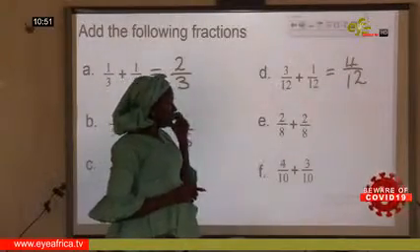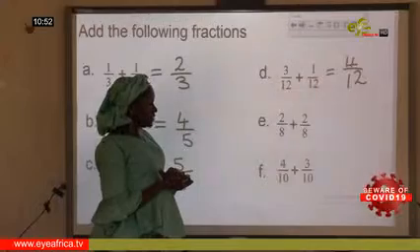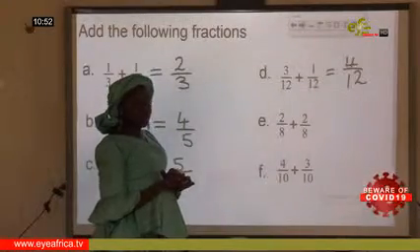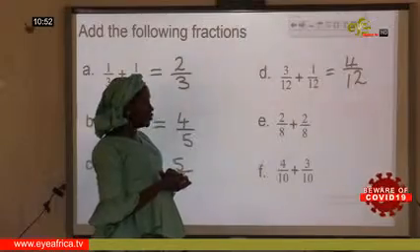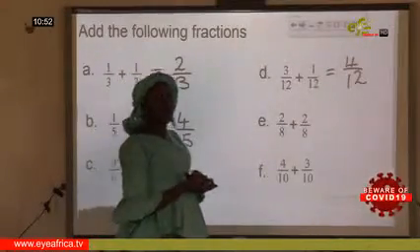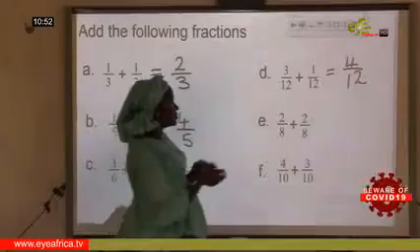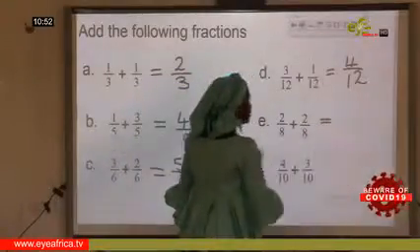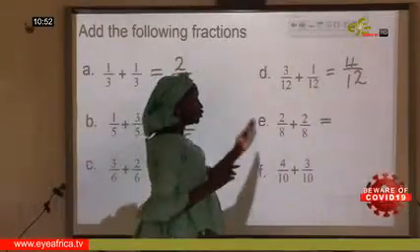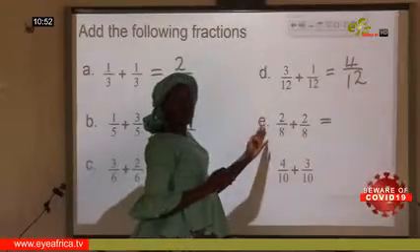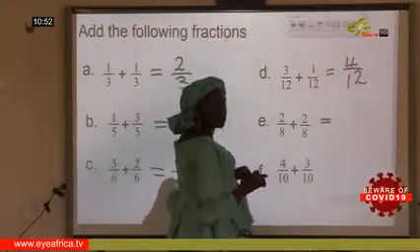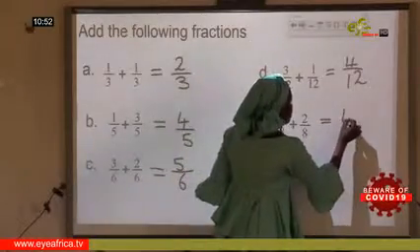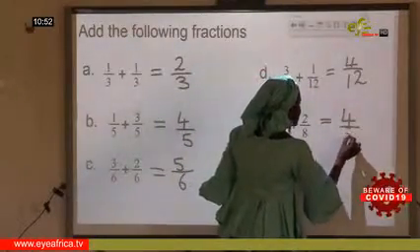Let's go to E. 2 over 8 plus 2 over 8, or 2 eighths plus 2 eighths. If we add the numerators, we are going to have 2 plus 2. And 2 plus 2 is how much? 4 over 8.